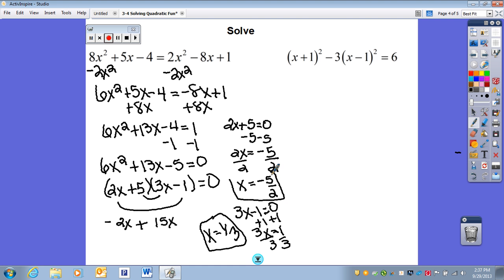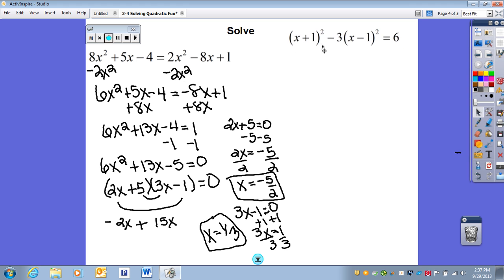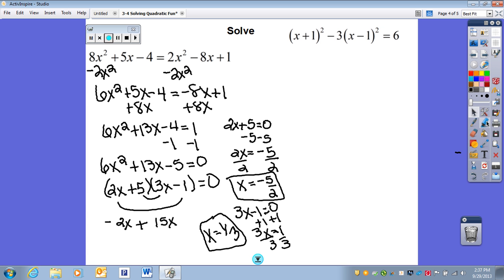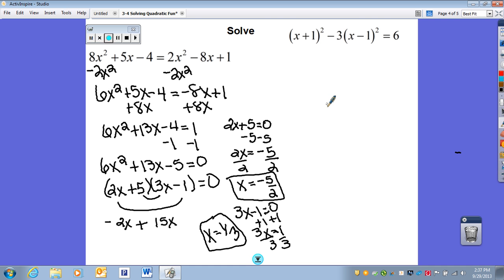Let's take a look at the next example. Notice in our next example that I have quite a bit going on. And in order for us to be able to combine like terms together and get this equal to 0, the first thing we have to do is to actually square these binomials or multiply them out. So I will write these out in the longhand first.